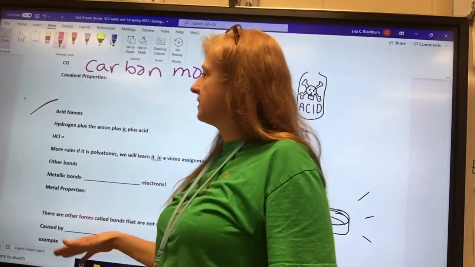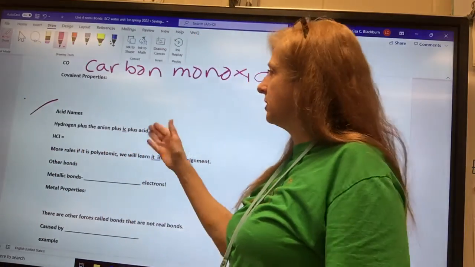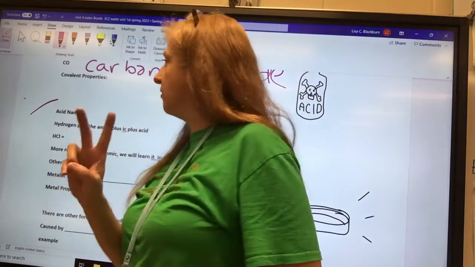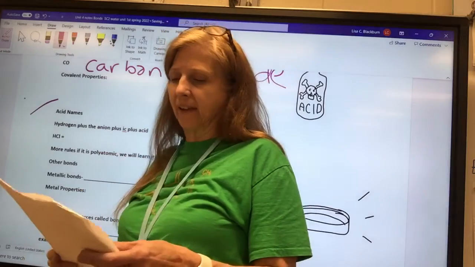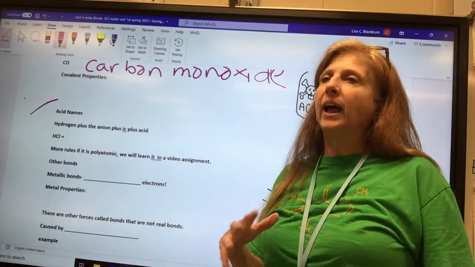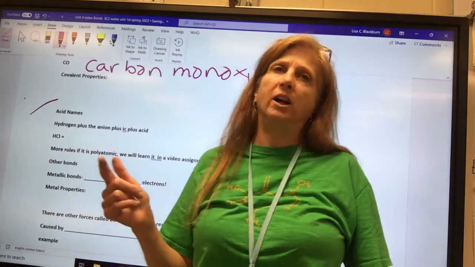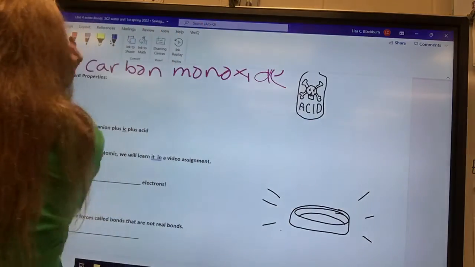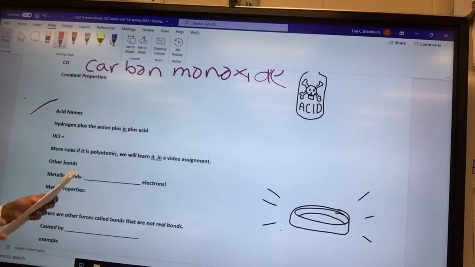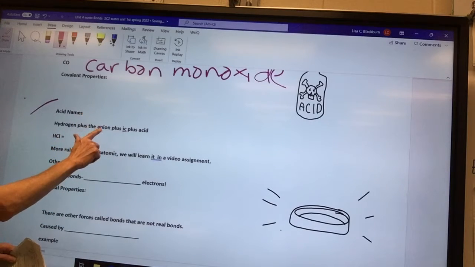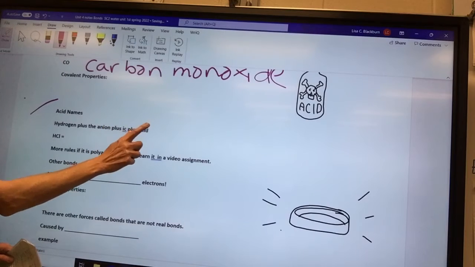All right, so the last little bit we're going to learn here is we're going to talk about the names of acids. We know about how to name ionic compounds and covalent compounds, but what about acids? Now, there is more to it than what I'm going to tell you right now, and I'm going to assign you a video to watch so that you understand it better. So that's going to be a little bit of flipped classroom. Okay, so how you name them basically is it's hydrogen plus the anion plus ic plus acid.